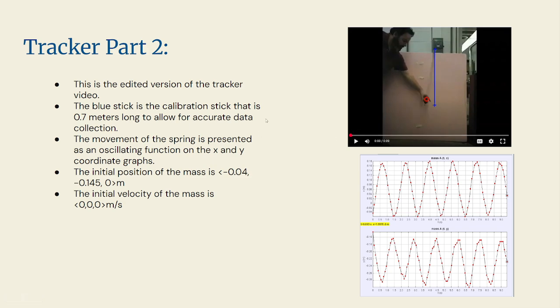is negative 0.04, negative 0.1450 meters, and the initial velocity of the mass is at rest at 0.00 meters per second. As you can see, I'll let the video play out, and it goes in a circular motion, and that results in this x and this y coordinate graph.